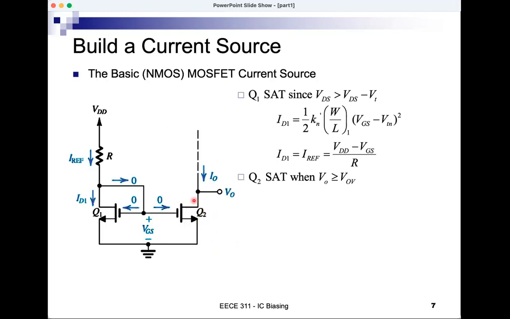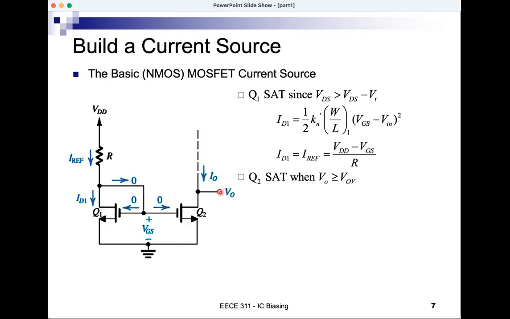So we cannot say for sure that Q2 is SAT because there's no short circuit between gate and drain for Q2 like Q1. There's no short here. So I'm not sure. Maybe this voltage is large, maybe it's small. If it's large, larger than VOV, then Q2 will be SAT.